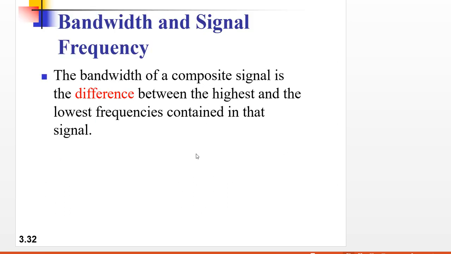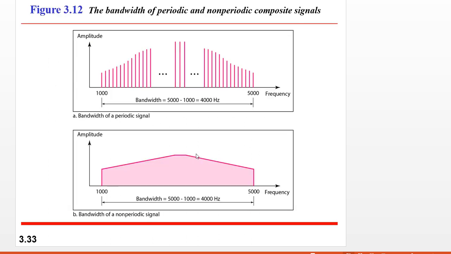Okay, fine. One more characteristic we have to discuss right here, which is important: bandwidth. If it is a composite signal, bandwidth is the difference between the two extreme frequencies, or the difference between the highest frequency and the lowest frequency. That is known as bandwidth. That is the range. In a composite signal, it is the difference between the highest and the lowest frequencies contained in the signal, that you can see right here.